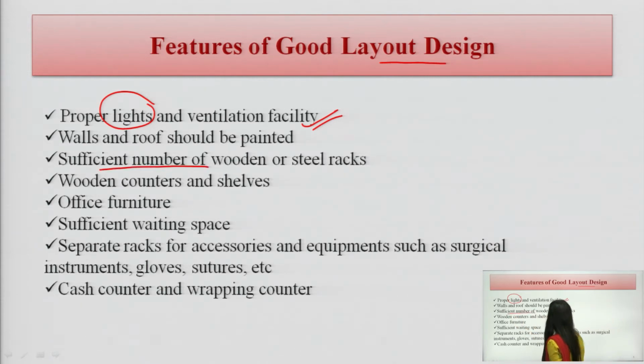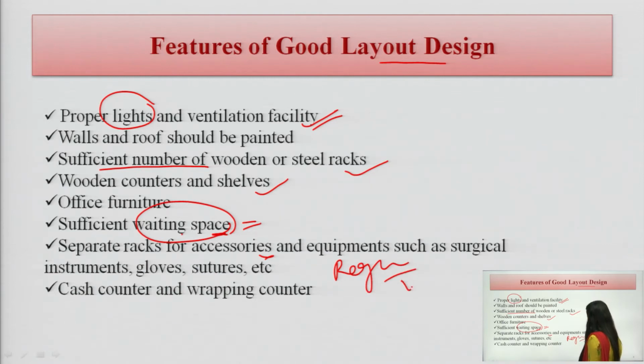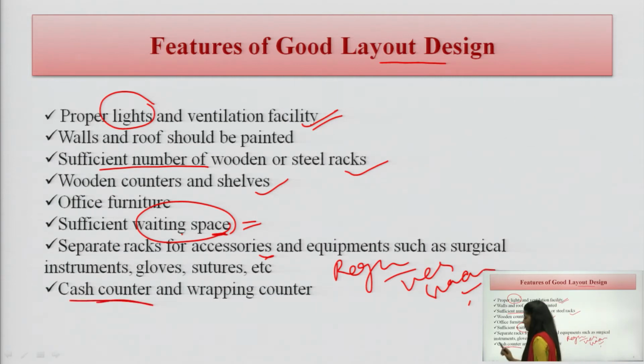Sufficient numbers of wooden and steel racks should be there, a wooden counter, and shelves for storing the medications. Office furniture should be there for working properly, and sufficient waiting space. As I told you previously, sometimes the number of patients is more, so at that time a waiting area is required. There should be separate racks for accessories, and a refrigerator if we are keeping serums, vaccines and injections. Cash counters: there are separate systems for the cash counter and the wrapping counter.